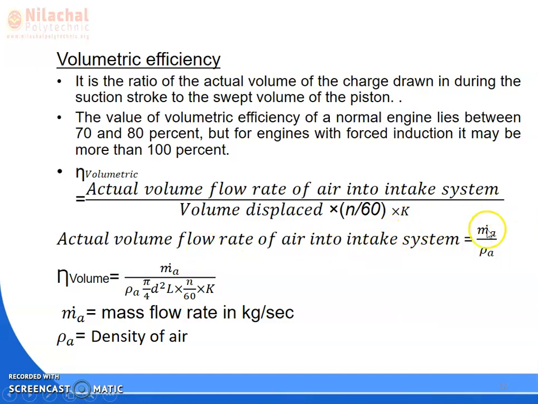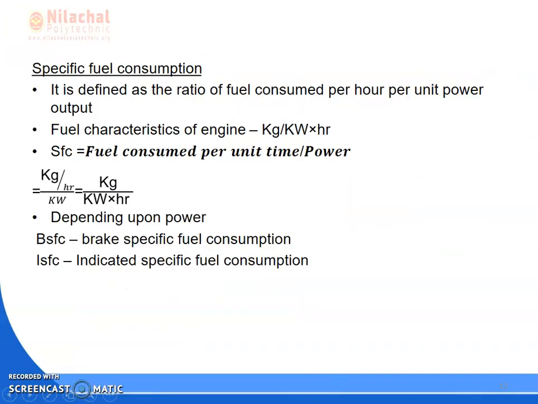So what is volume? Volume is equal to mass by density. So that is the mass flow rate of air divided by the density of air, into the volume displaced. How much volume will be displaced? Swept volume, pi by 4 d square L, into the number of working strokes per second into the number of cylinders. This way we can calculate your volumetric efficiency.